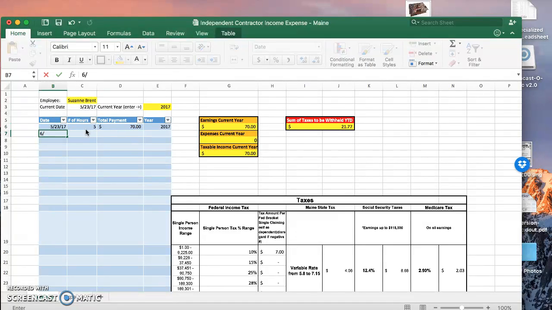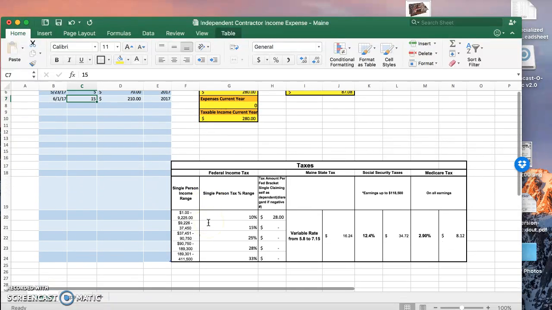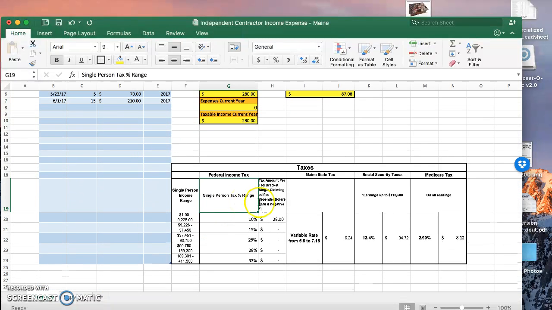Let's say on June 1st, we got 15 hours. That would calculate to $210. And what's going to happen is these two numbers here are going to get summed up in the earnings of the current year here, right? And so this table right here is just really to put in the date and hours of your invoices. All you have to do is put the date and the hours, and the rest will get calculated for you, okay?